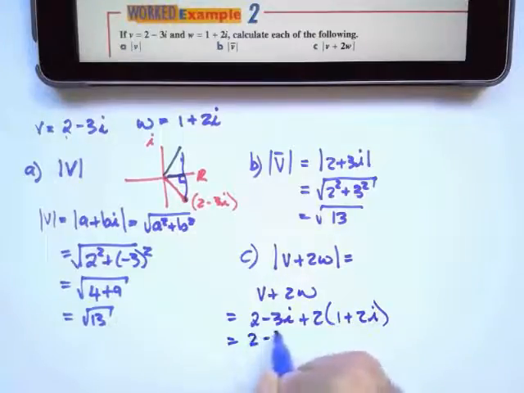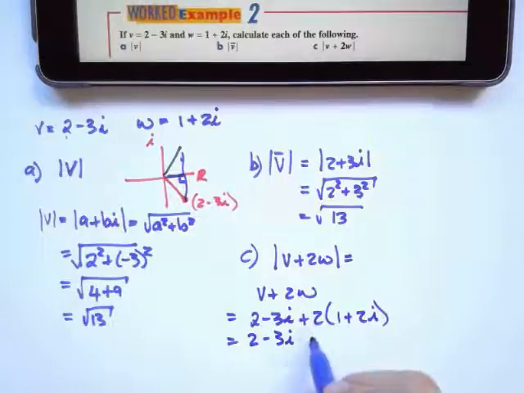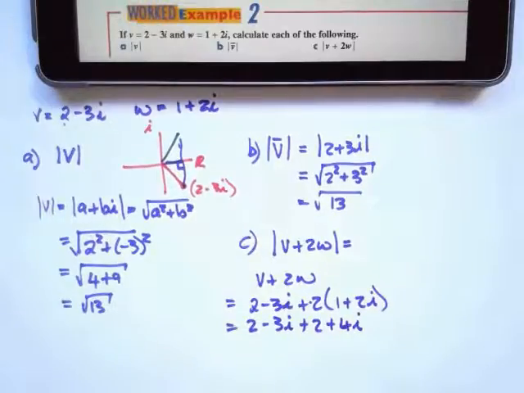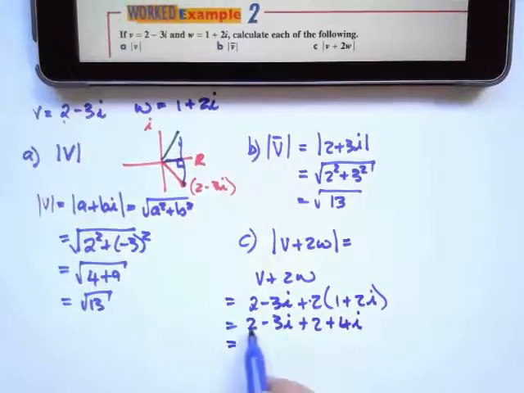This will give me 2 minus 3i. 2 times 1 is plus 2. 2 times plus 2i is plus 4i. This will give me a value of 2 plus 2 is 4, plus i.